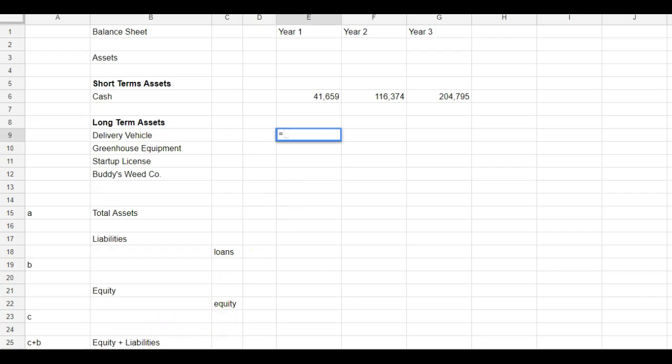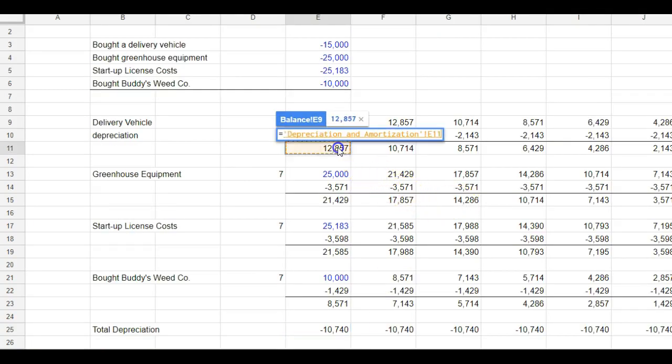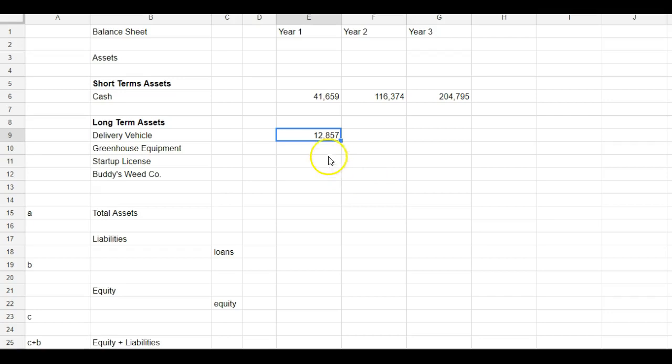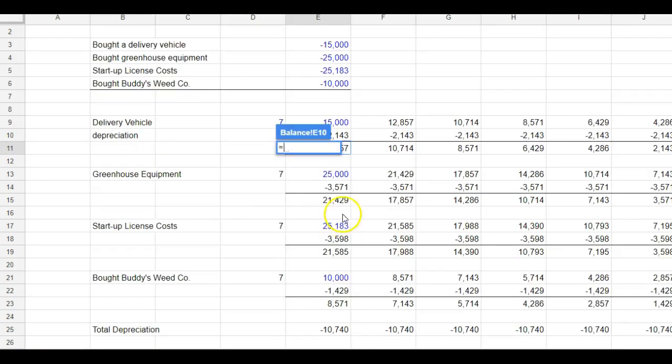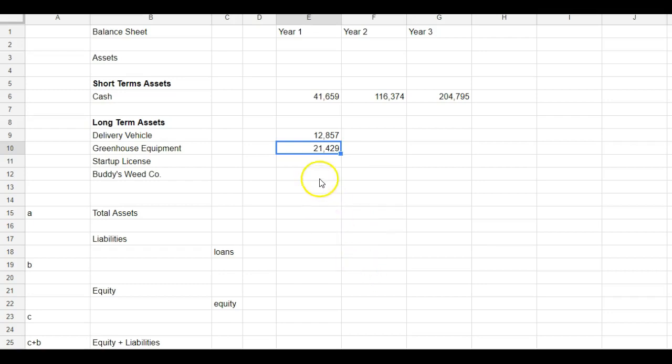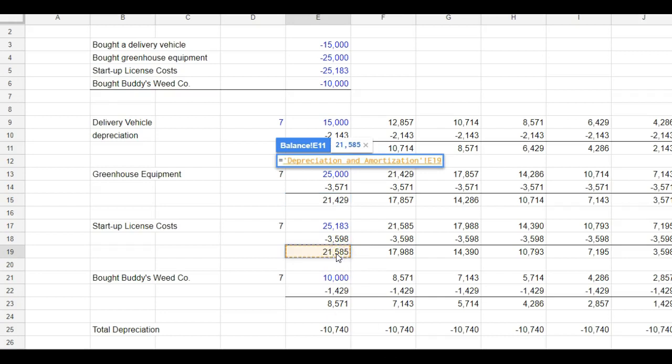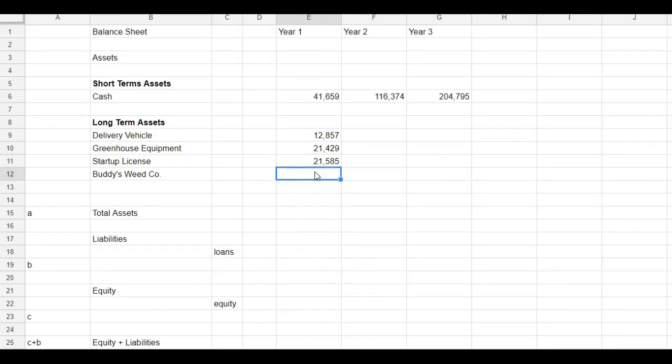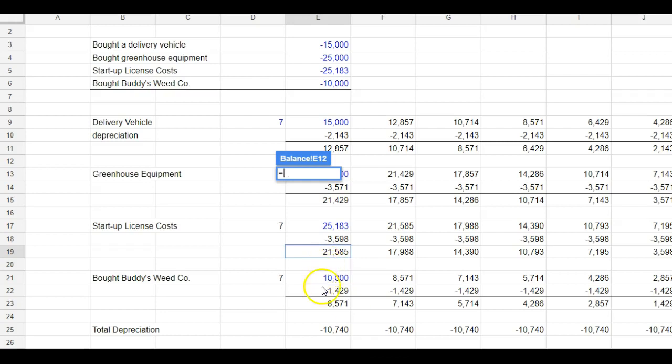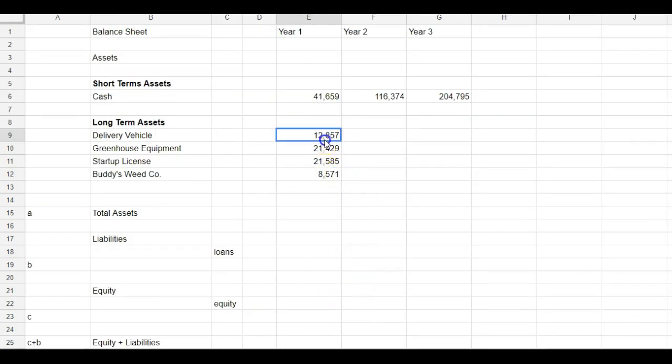All right, let's go to the cash flow statement, and let's find the value of the delivery vehicle. Actually, I'm sorry, we're going to go to depreciation and amortization. Find the value of the delivery vehicle at the end of the time period. There's the delivery vehicle. Here's the greenhouse equipment, depreciation amortization schedule. Here's the startup license. Here is the Buddy's Weed Company. What's the value of Buddy's Weed Company? Okay, we amortize that, okay? Now, at the end of year 2 and year 3, we've got those, okay? So here's our assets, okay?